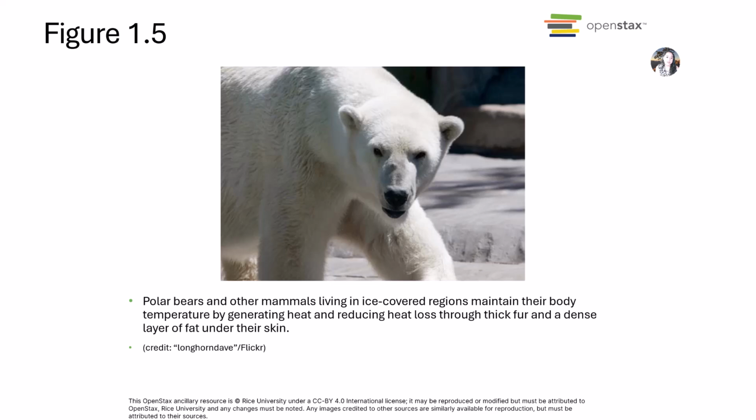Another example is polar bears and other mammals that live in ice-covered regions. They are able to maintain a core temperature and not have a core temperature of almost freezing. They have a lot going on internally that helps them maintain their body temperature by making heat and reducing heat loss through their fur and fat under their skin. So that is an example of thermoregulation to maintain homeostasis.